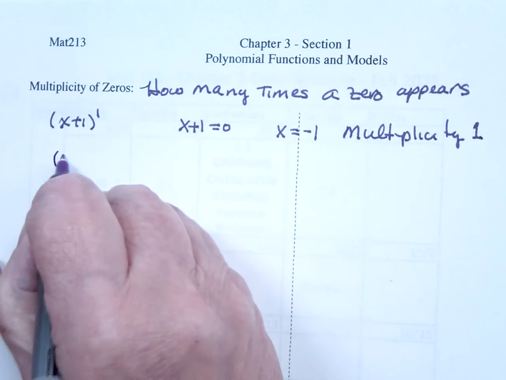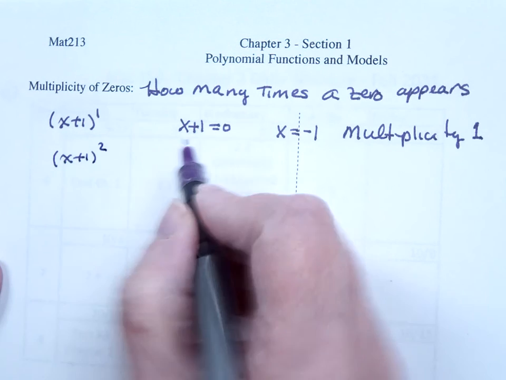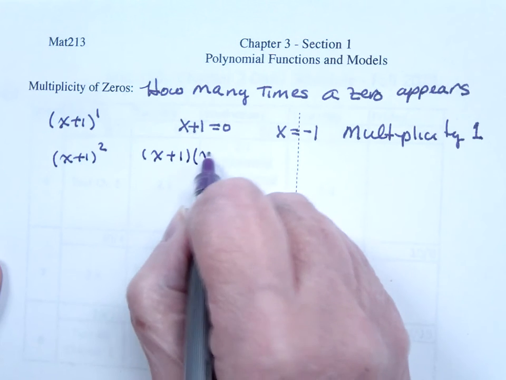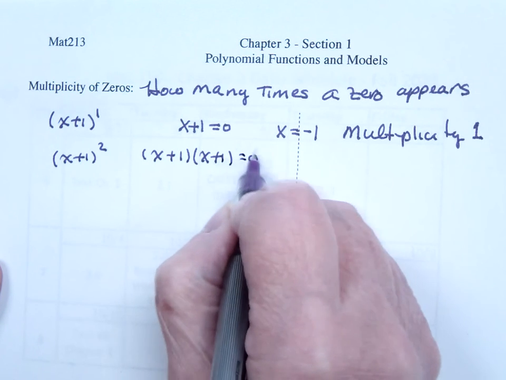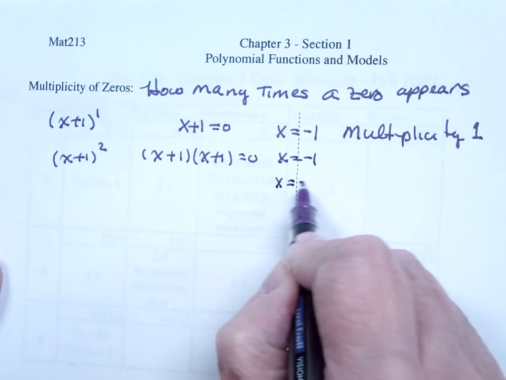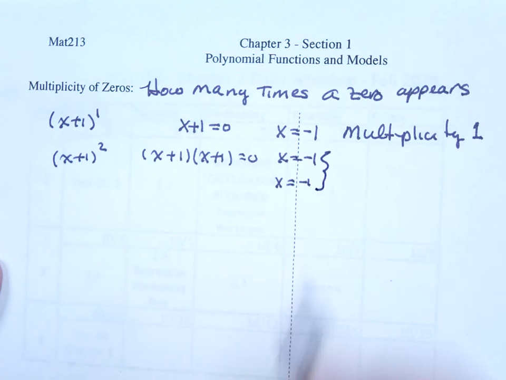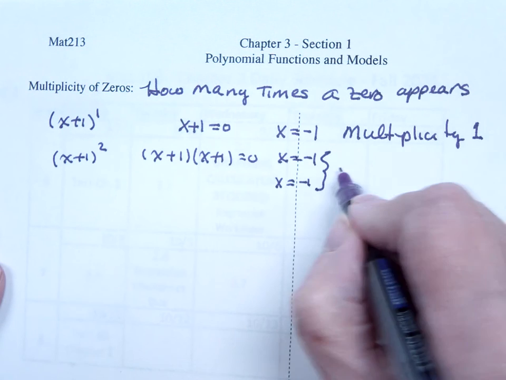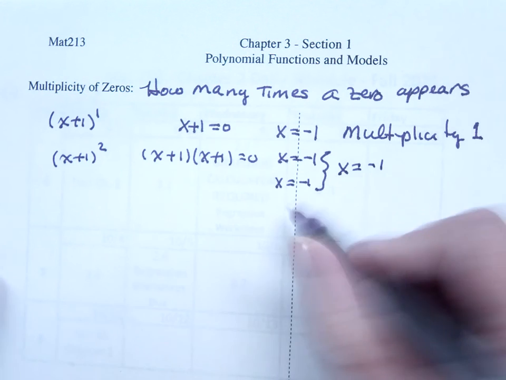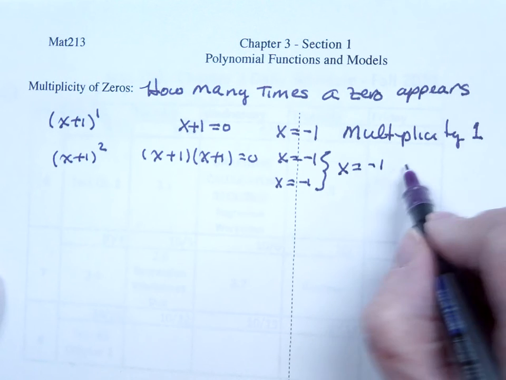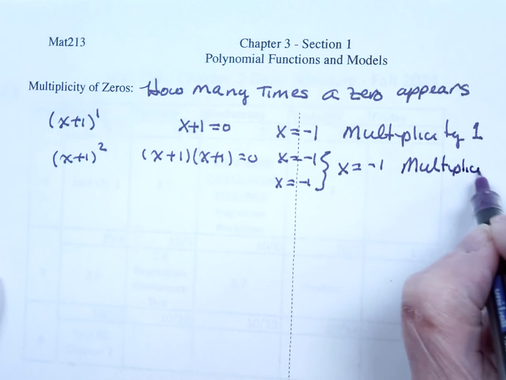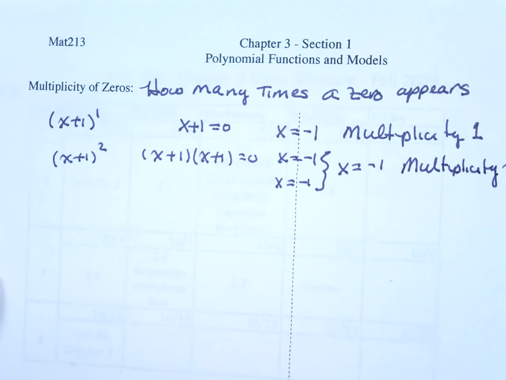And if I would say x plus 1 squared, it's x plus 1 times x plus 1 equals 0. I get x equal negative 1, x equal negative 1. We would normally just write x equal negative 1, but because there are two of them, this is multiplicity 2, because it appears twice.